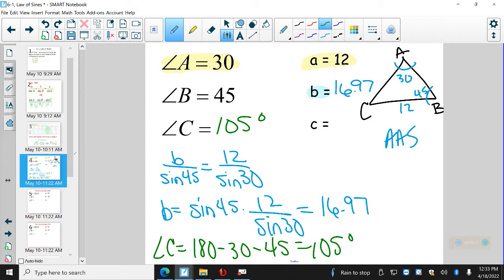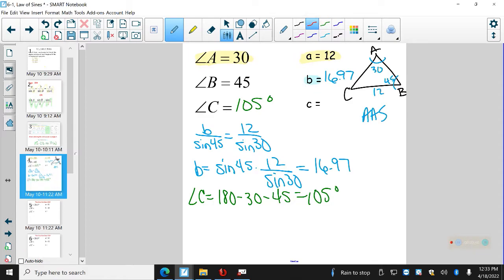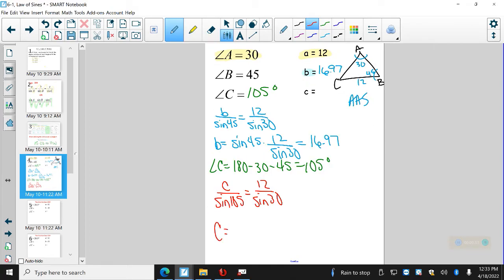Now, what did I tell you we were going to use every time? You always want to use what was given, because if you use your calculations, then you're going to potentially mess up and have errors. So to find C, I'm going to say C over the sine of 105 is equal to A, which is 12, over the sine of 30. Now, how do I find C? Multiply by sine 105. So C is going to be the sine of 105 times 12 over the sine of 30.